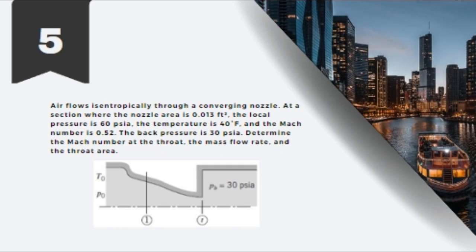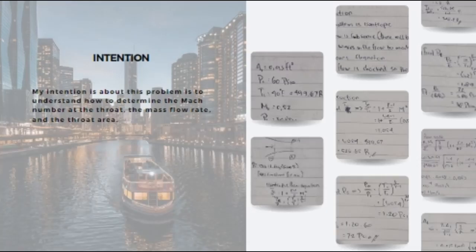The back pressure is 30 psi. Determine the Mach number at the throat, the mass flow rate, and the throat area. So my intention is, of course, to understand how to determine the Mach number at the throat, the mass flow rate, and the throat area.